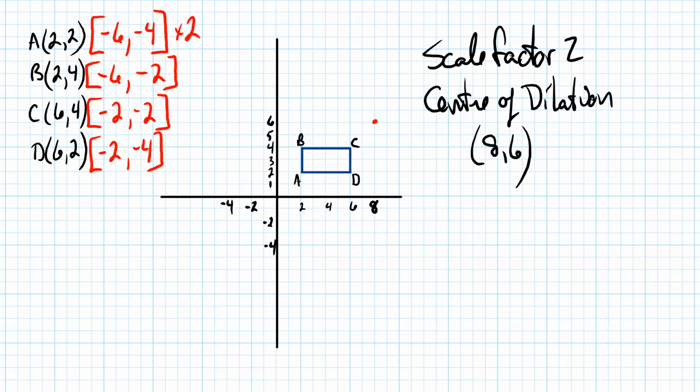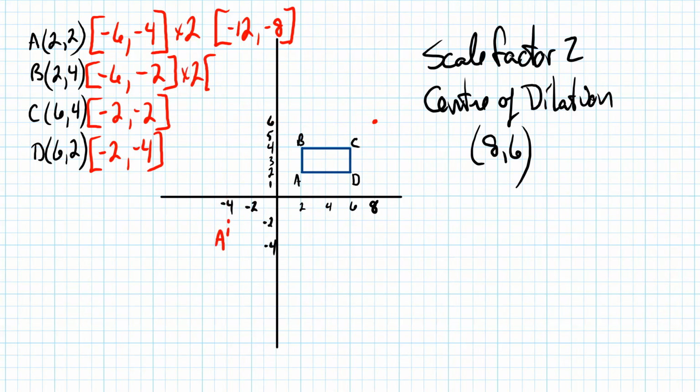So multiplying each of those by 2, we have a new vector that says negative 12 and negative 8. So to find A prime, we're going from 8 and we're going negative 12, which takes us all the way over to negative 4. And then we're going down 8, so we're currently at 6. That would take us down here to negative 2. So there is our A prime.